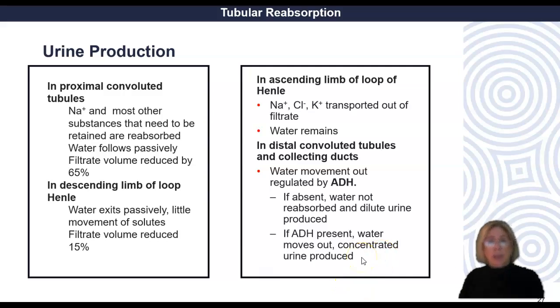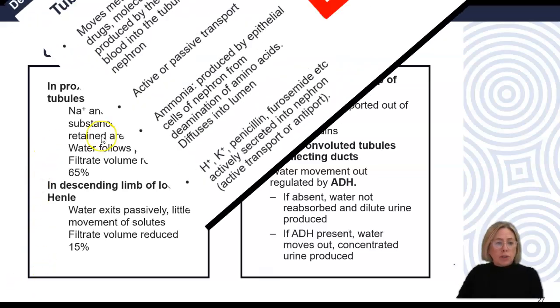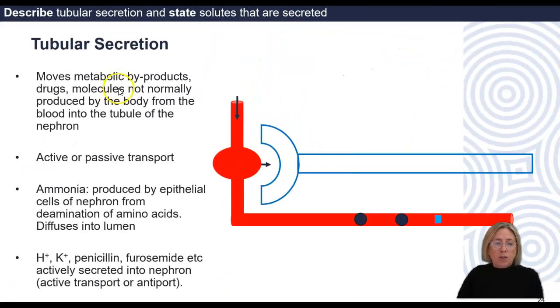All right, so that's all we're going to say about tubular reabsorption, and now moving on to tubular secretion. So tubular secretion moves metabolic byproducts, drugs, and molecules not normally produced by the body from the blood, from here, back into the nephron. And I've just drawn a couple of little shapes there to show you the movement of these molecules or ions from the blood back into the filtrate. Now, this can occur via active or passive transport.